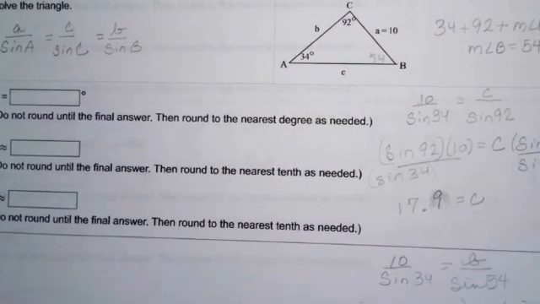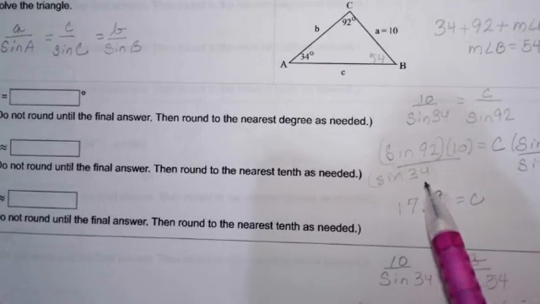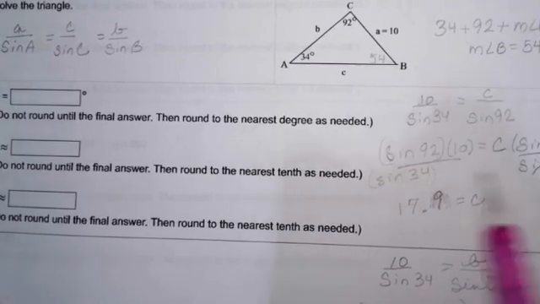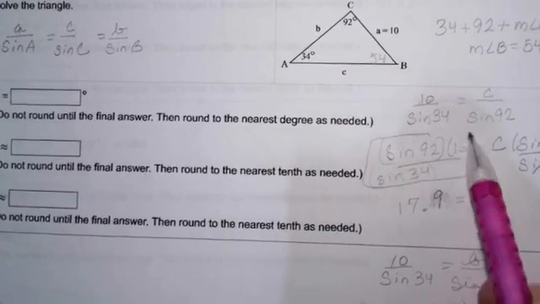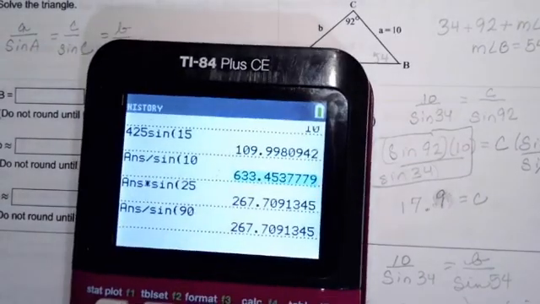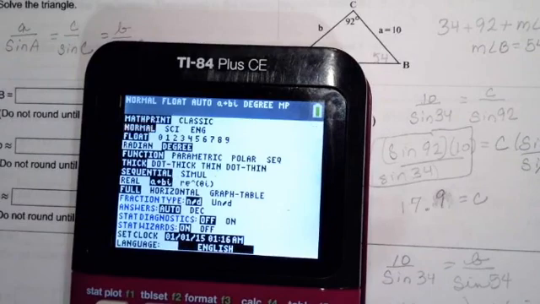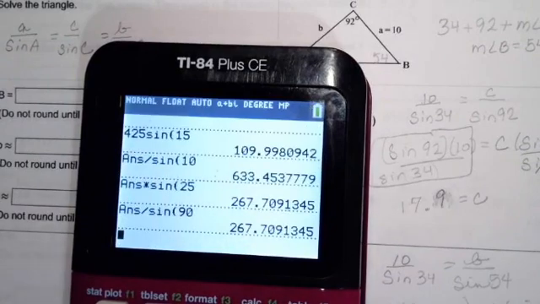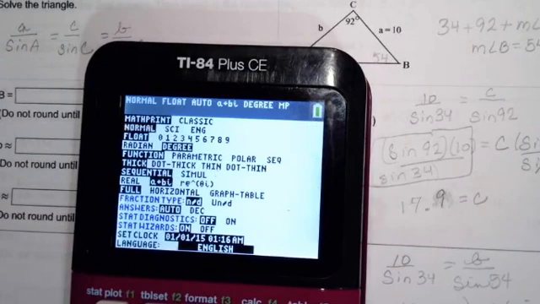Cross products. I multiply both sides by the sine of 92. And then I come back through and divide by the sine of 34. So this is what I need to put in my calculator to find the answer. I want you to be sure when you turn your calculator on, press mode, make sure you are in degree mode. Okay, so we're in degree mode. It says it right here.